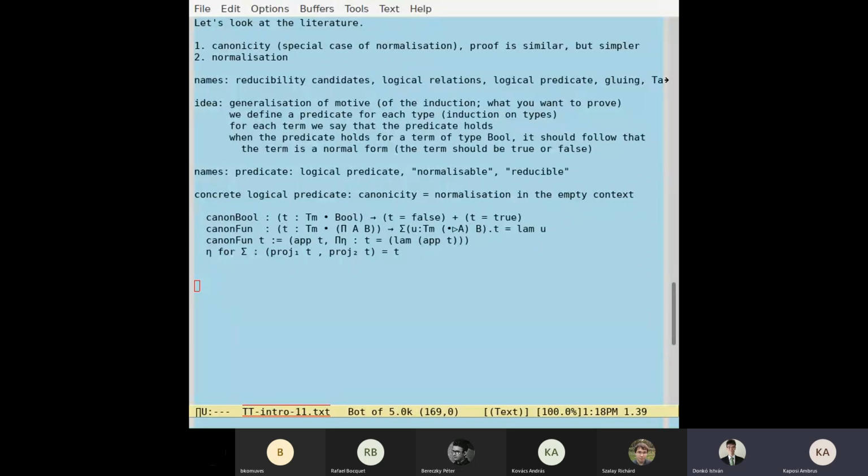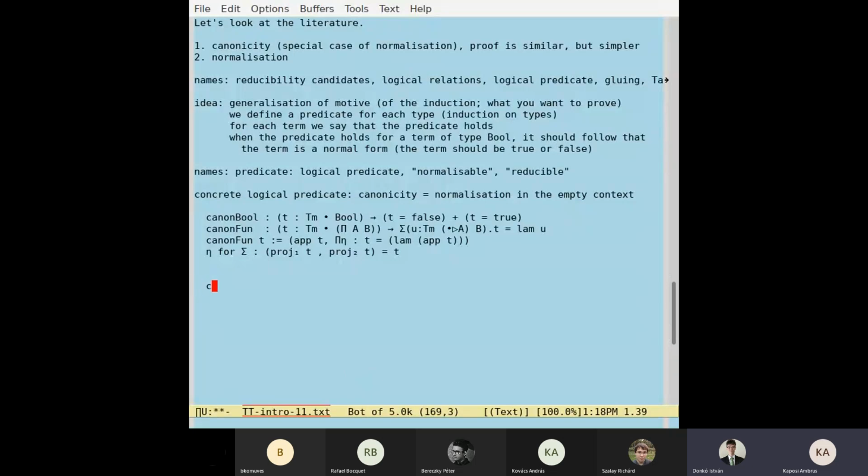Sorry, just one more question before. Why don't we say that for sigma types, we require that it is a pair in which both sides are in their normal forms, or a pair for which on both sides the canonicity holds? So like if it's a pair of bools, then the bools must be in their canonical forms. Why don't we make it stricter? Because I think it's equivalent.